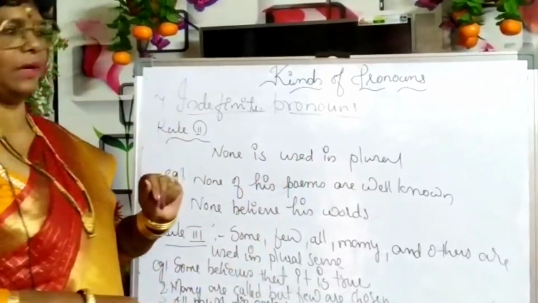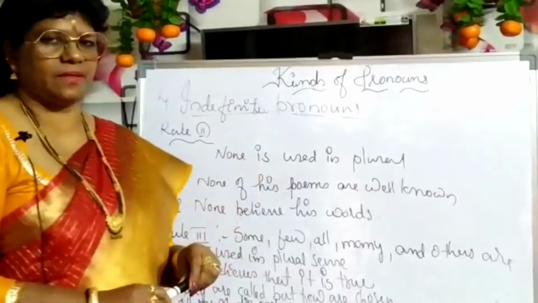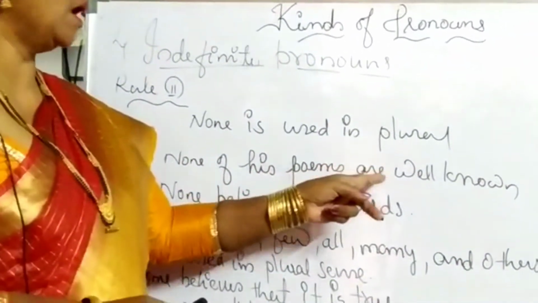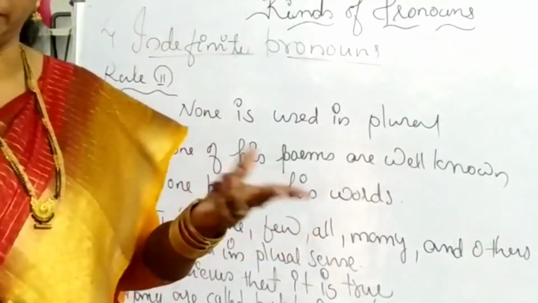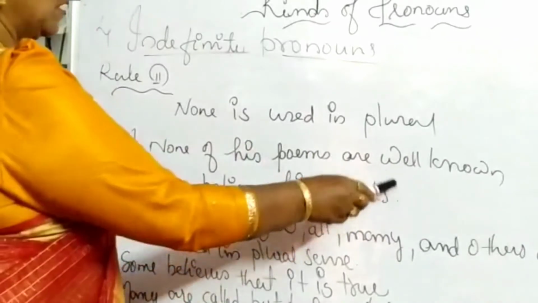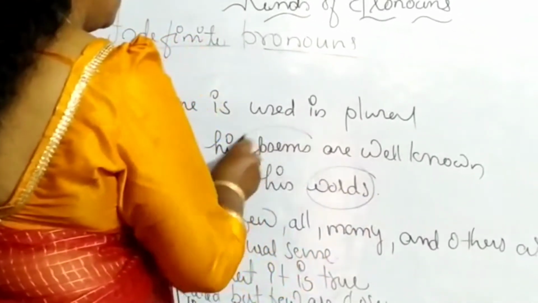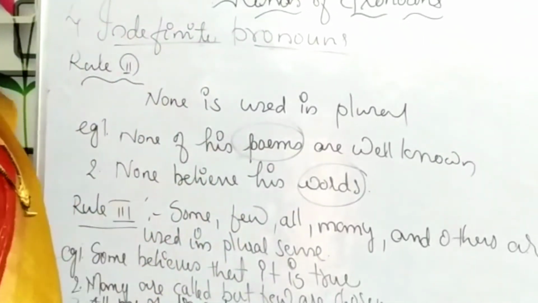The second rule is none is used in plural sense. Example, none of his poems are well known. None believe his words. So here the plural form we have used. Then rule number 3.